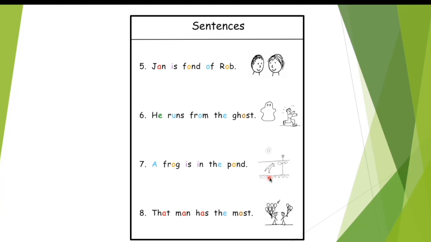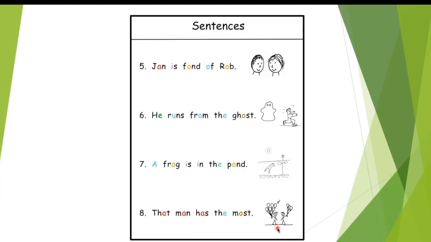What do you see from this picture? It's a frog. And there is a sun, and where could this frog be? Okay, let's read the sentence. A frog is in the pond. So where is the frog? The frog is in the pond.